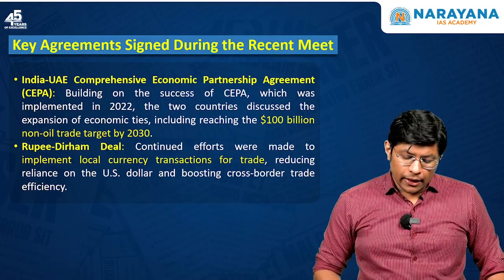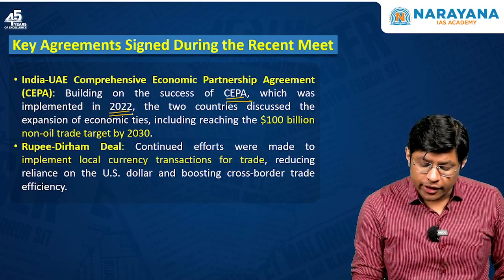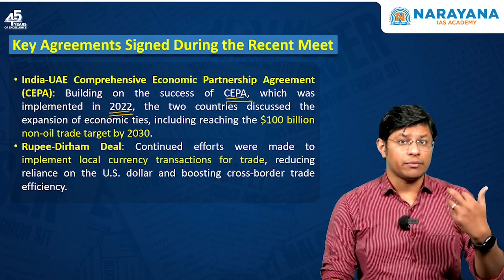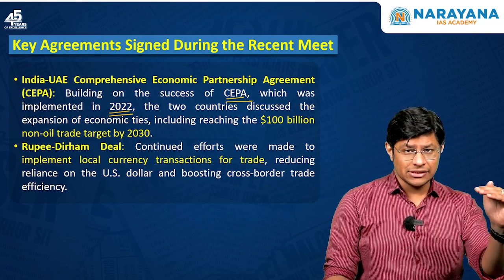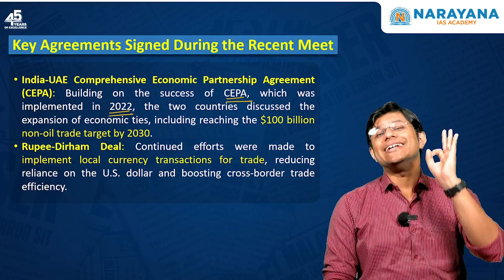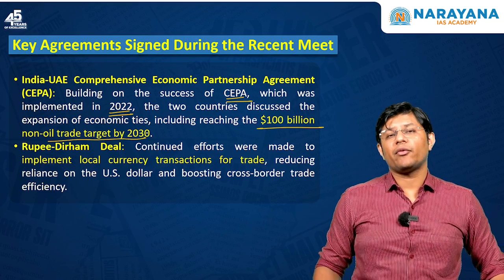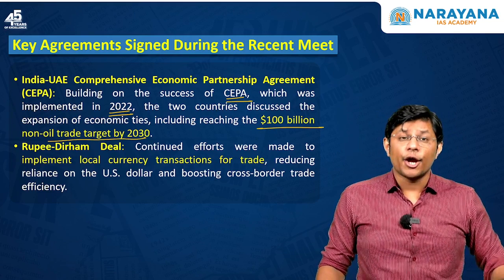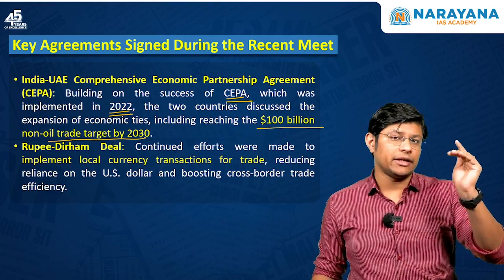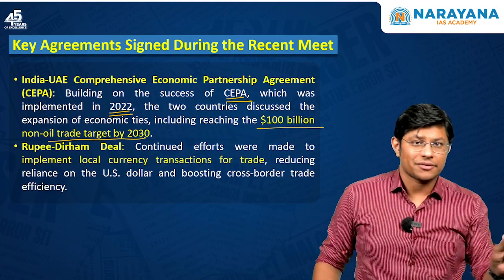Then, based on the success of the Comprehensive Economic Partnership Agreement, which was implemented in 2022, the two countries discussed expansion of economic ties. Now, as both the countries are very important and collaborating at various levels, both the countries committed that they will take the trade relations to a 100 billion non-oil trade target by 2030, which means by 2030, both the countries have kept the target of $100 billion. And in this $100 billion, oil will not be included.